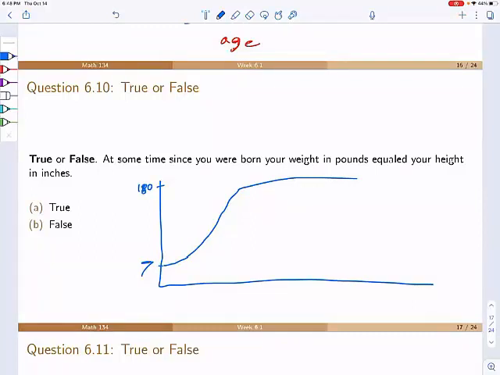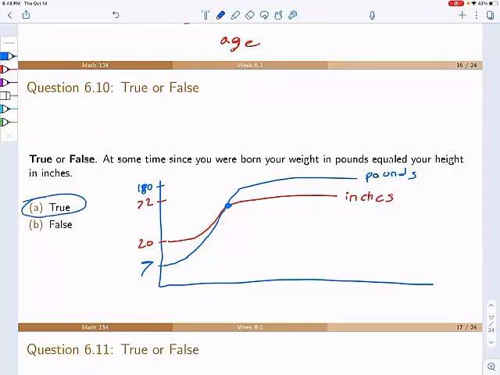But if you then look at your height, as I was saying before, your height as a baby is usually about 20 inches. And then you will grow, and then you sort of taper off at some point, maybe 6 feet, like 72 inches. So the red line is representing inches, while the blue line is representing pounds. And at some point, these two functions cross each other. If one of them goes up to 180 and one of them goes up to 72, of course, every person is a little bit different, but on average, this is somewhat correct, that they would have to cross.